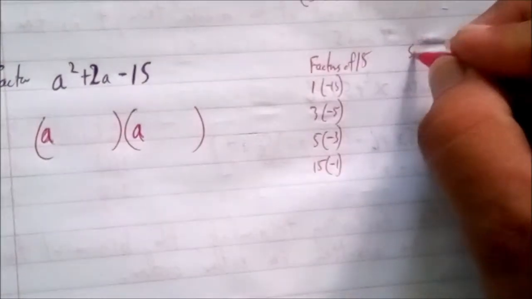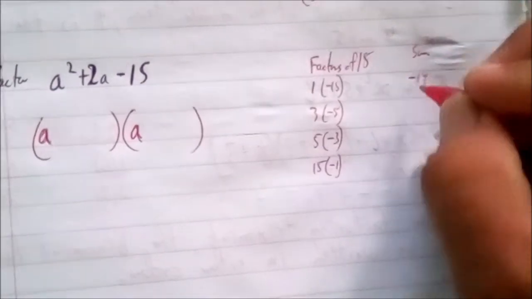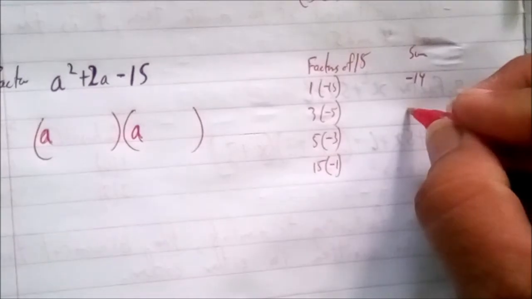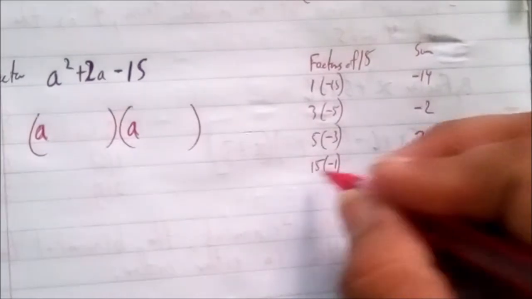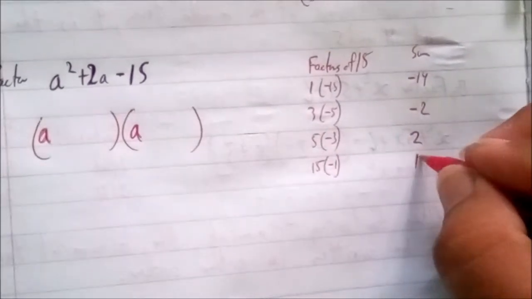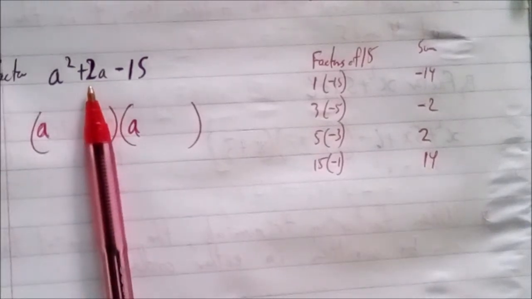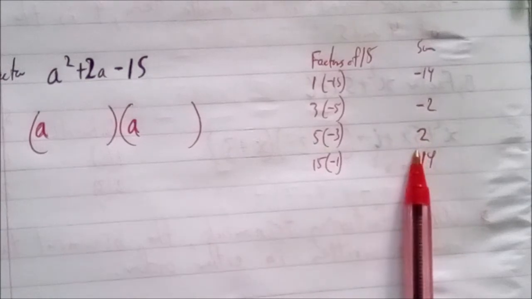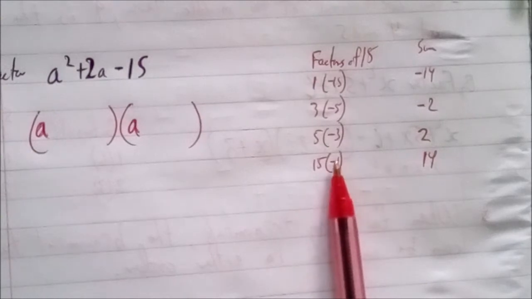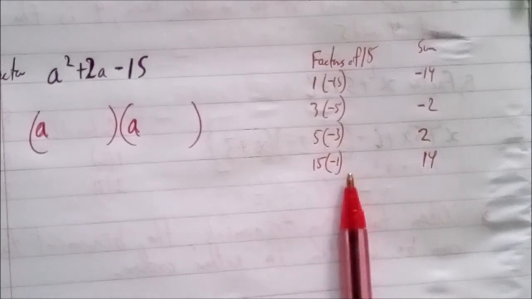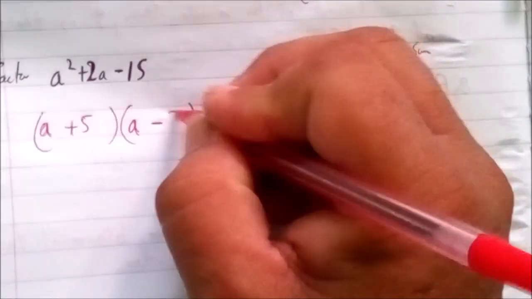Now the sum. 1 plus negative 15 gives a negative 14. 3 plus negative 5 gives a negative 2. 5 plus a negative 3 gives us a 2. 15 plus a negative 1 gives 14. So which one of them gives us a positive value for the middle? 2, which is this 2 here. And when we multiply these two values, we get a negative 15. So the best combination will be a positive 5 and a negative 3. So we put positive 5 and negative 3 there.